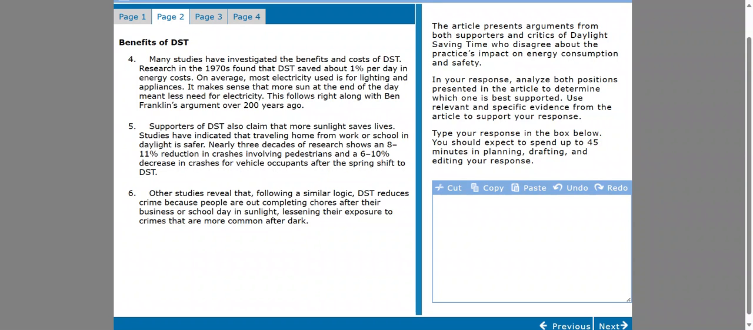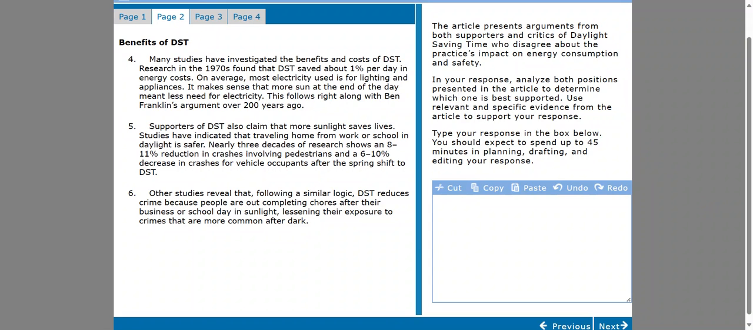Many studies have investigated the benefits and cost of DST. Research in the 1970s found that DST saved about 1% per day in energy costs. On average, most electricity used is for lighting and appliances. It makes sense that more sun at the end of the day meant less need for electricity. This follows right along with Ben Franklin's argument over 200 years ago.